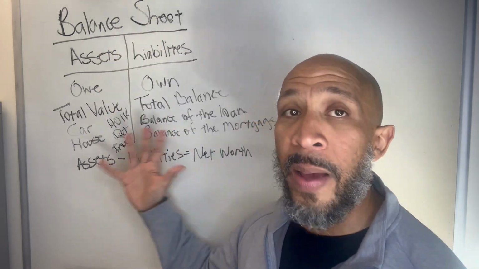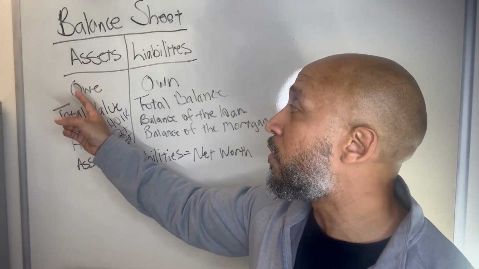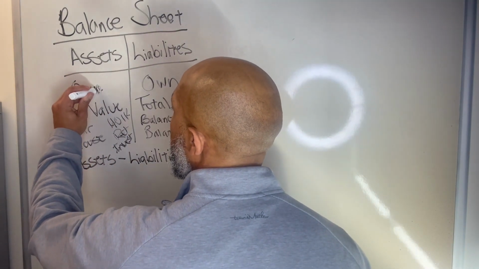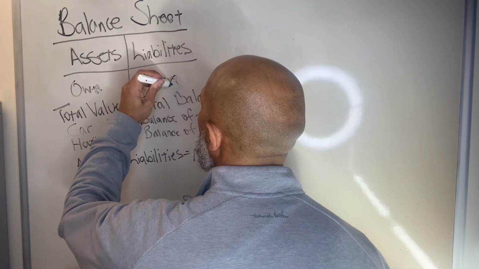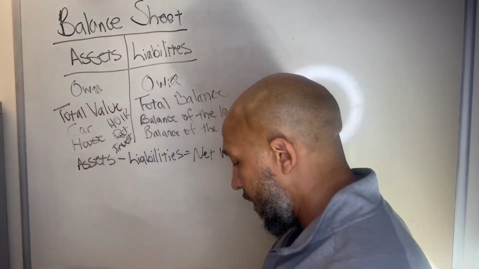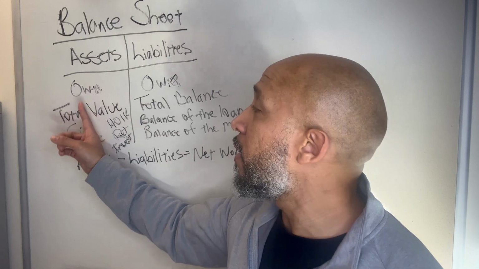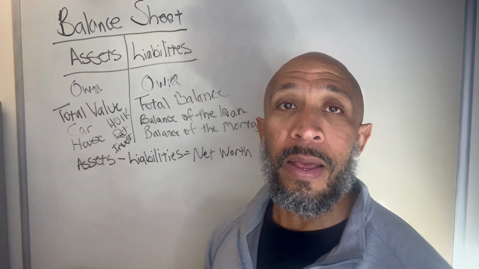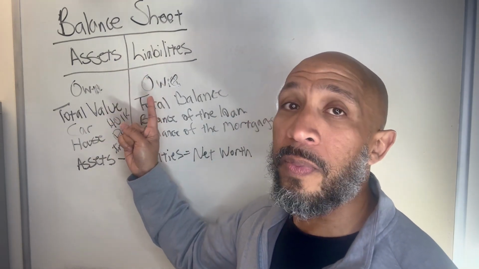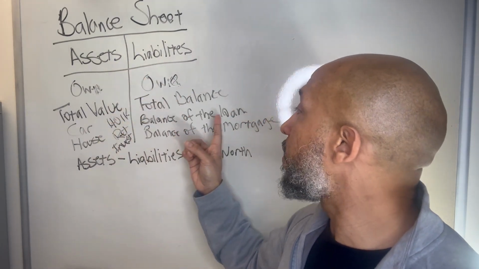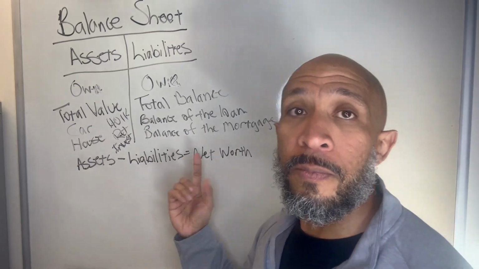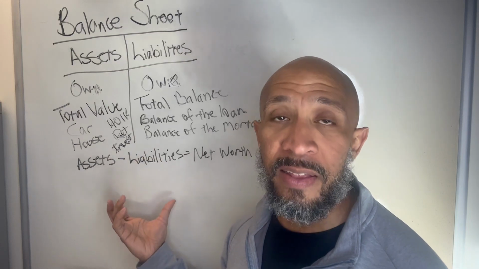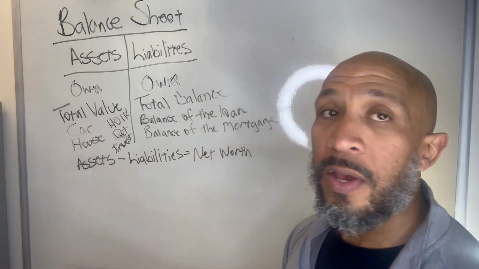So that is a balance sheet in a nutshell. Assets is what you, sorry, I did this backwards. I just realized that. Assets is what you own, and liabilities is what you owe. Excuse my dyslexia. So assets are something that you own: total value of your car, your house, 401k, retirement investments, and your liabilities is the total balance of what you owe. Balance of your loan, your mortgage, credit cards, medical bills, whatever, right? The total balance will go on your balance sheet. And then when you subtract those two, you get your net worth.